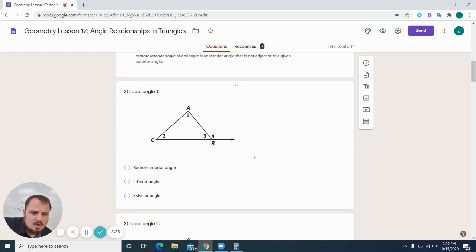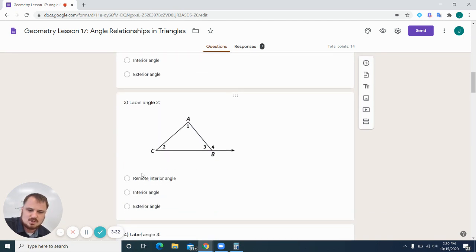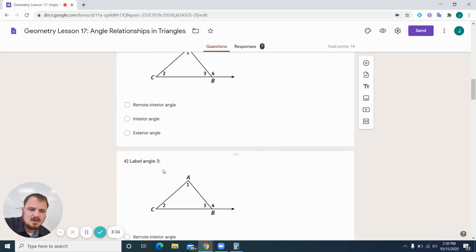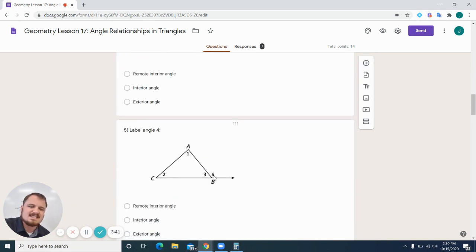All right, so number 2, when you have to label the first angle, that is a remote interior. Number 3, angle 2, that's also a remote interior. Angle 3, that's just an interior. It's not remote because it's next to the exterior. And then angle 4, that's an exterior angle.